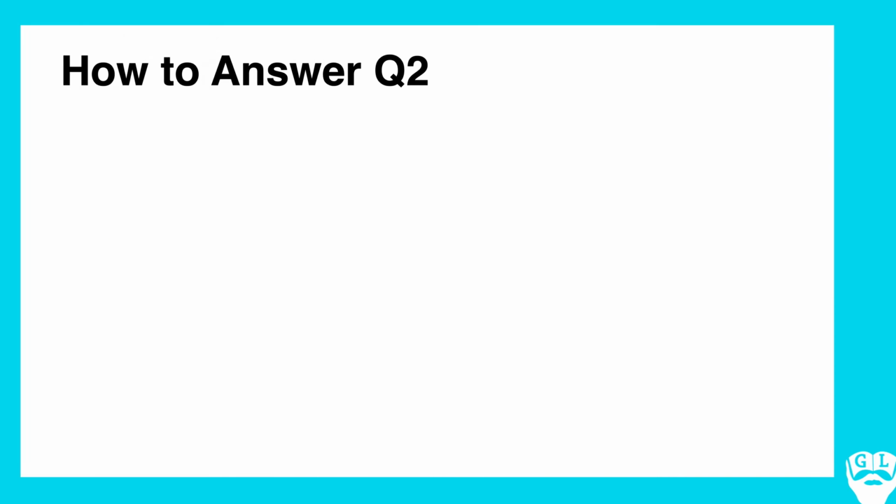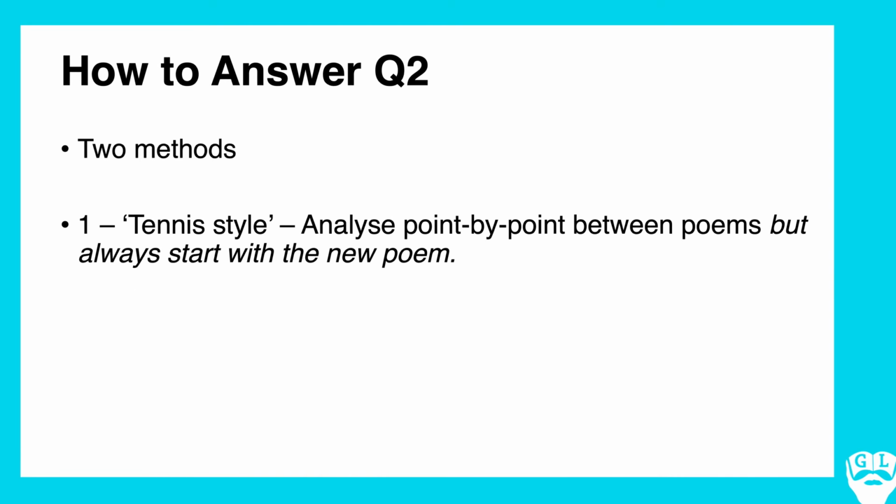So how would you answer question 2? Now, question 2 is a little more complex. There's 2 methods. In both, I have a similar thing I would recommend, though. So first method is kind of what I call a tennis style. Imagine a tennis match where the ball goes over the net, back, forth, back, forth. You can either analyse point by point.